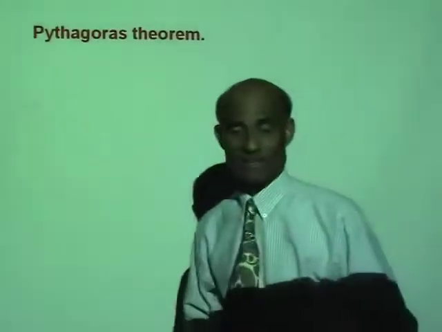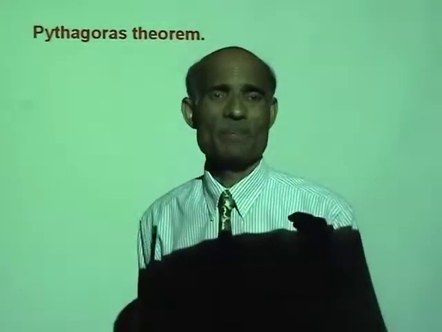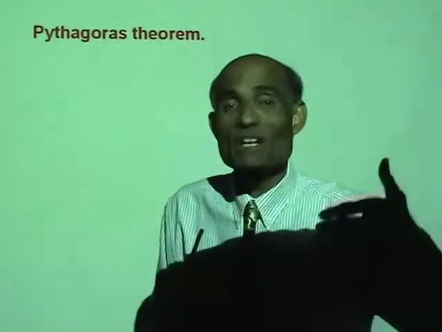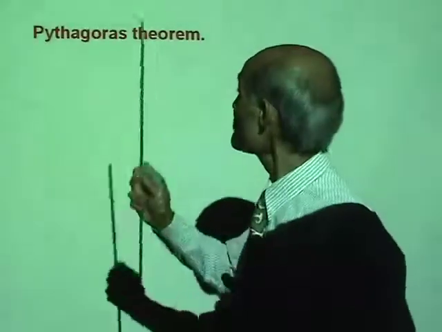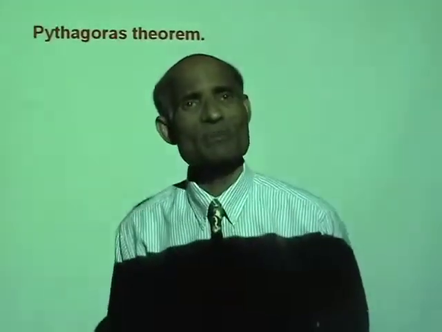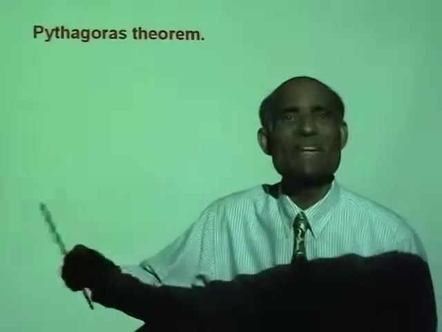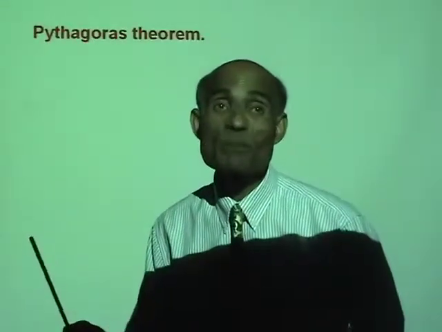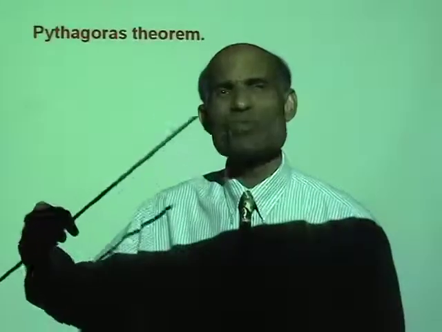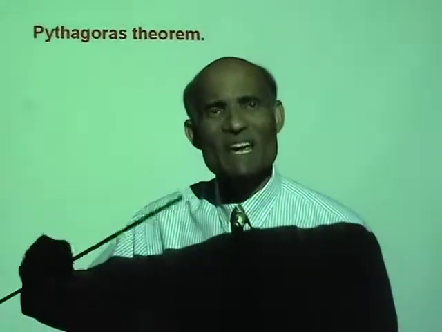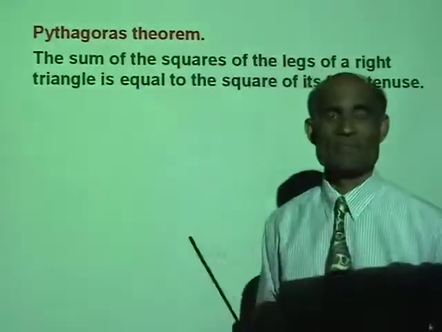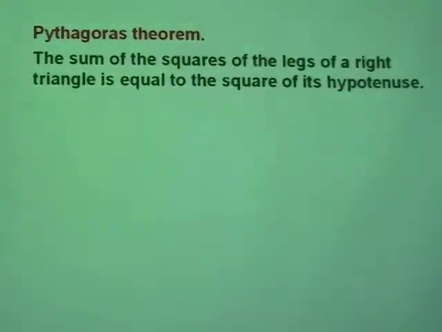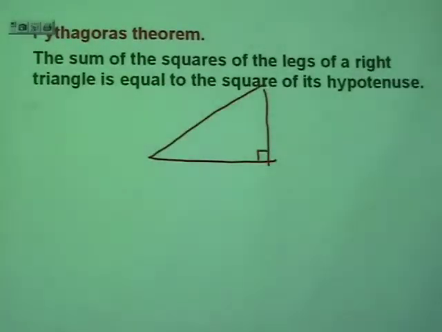Okay, let's now talk about a theorem that may be useful in using radical expressions. Pythagoras theorem. Have you ever heard of Pythagoras theorem? What does Pythagoras theorem deal with? Pythagoras theorem is a theorem about a right triangle. What is a right triangle? Let me show you a right triangle. A right triangle means one angle is 90 degrees. Look at that. This is a right triangle.